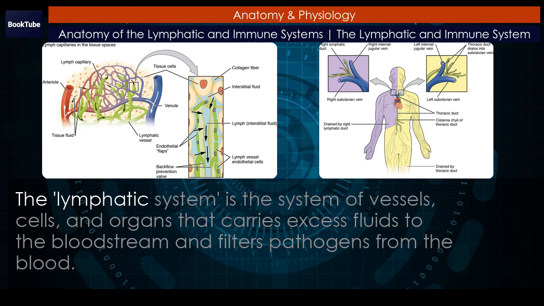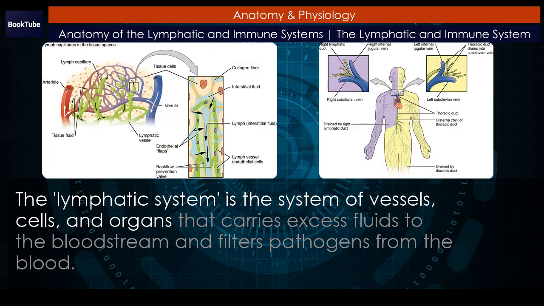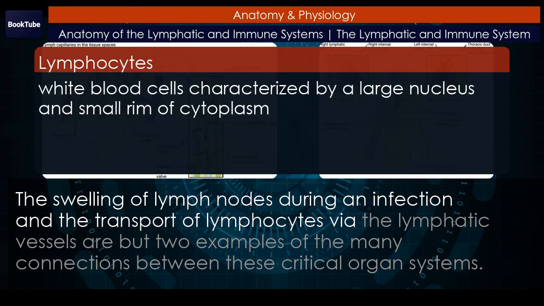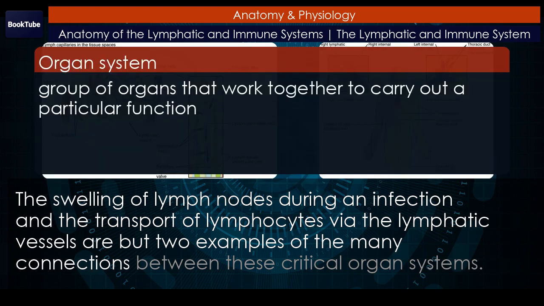The lymphatic system is the system of vessels, cells, and organs that carries excess fluids to the bloodstream and filters pathogens from the blood. The swelling of lymph nodes during an infection and the transport of lymphocytes via the lymphatic vessels are but two examples of the many connections between these critical organ systems.